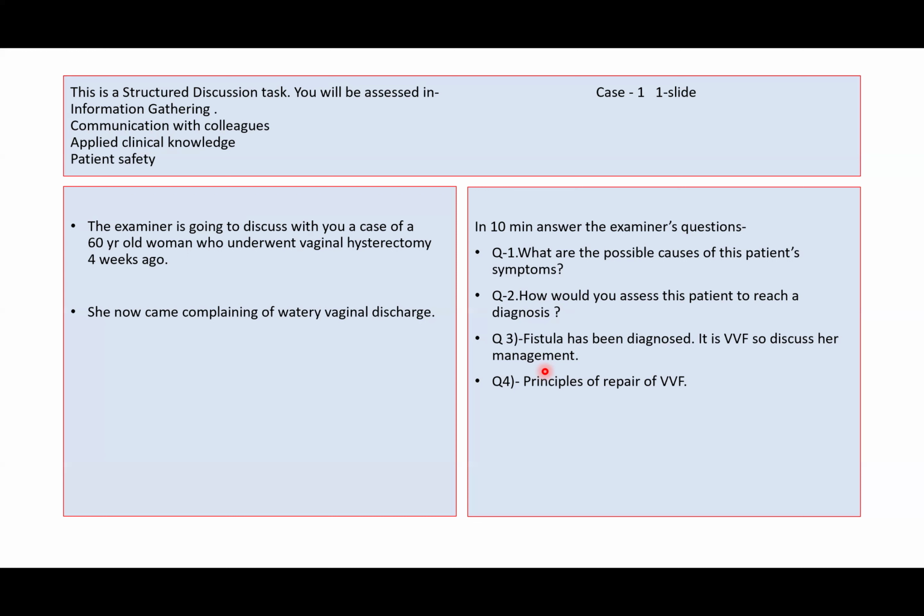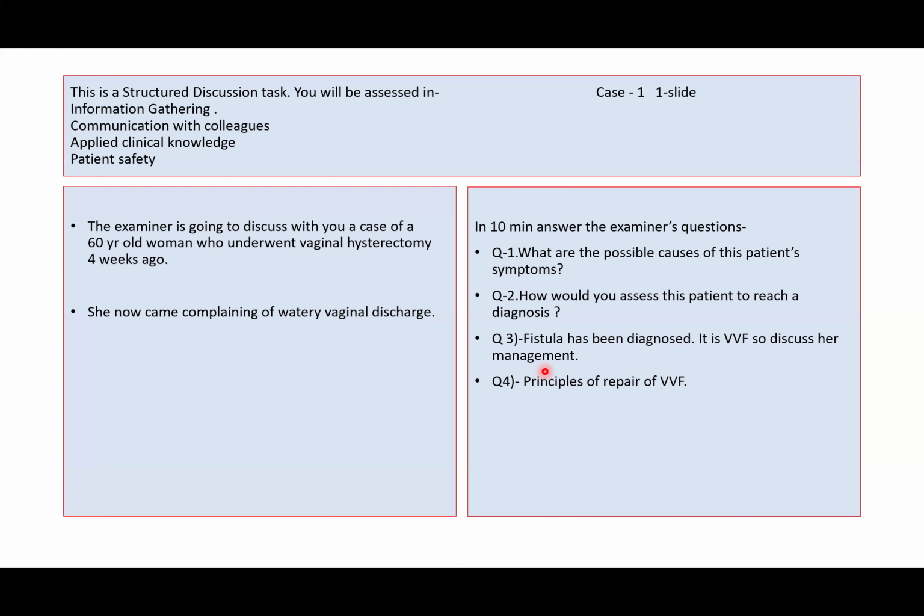If the size of the fistula is more than 5 mm, then we go for surgery. And surgery should be done by an expert urologist. And then we will follow the principles of the surgery. I mean, we will circumcise the tract of the fistula and mobilize it. And after that, all the rules of bladder repair will be followed.